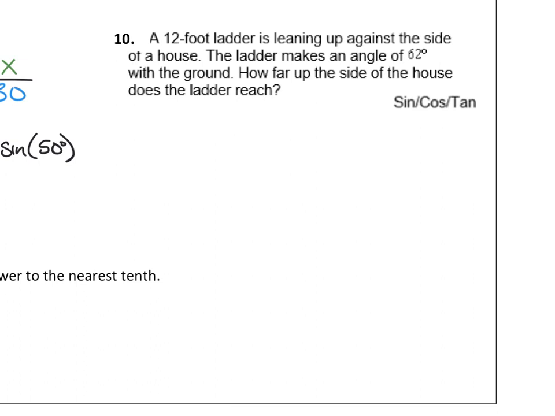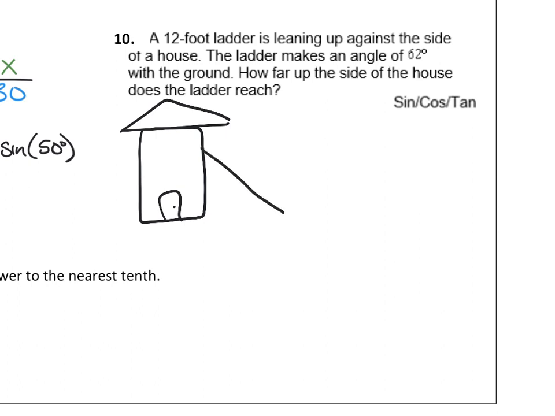It says a 12-foot ladder is leaning up against the side of a house. The ladder makes an angle of 62 degrees with the ground. How far up the side of the house does the ladder reach? Just like before in Unit 9, I highly recommend drawing a picture. So here's the house. Let's make it actually look like a house. There's my house. Don't laugh at my house. And then I have a ladder leaning on the side of the house.